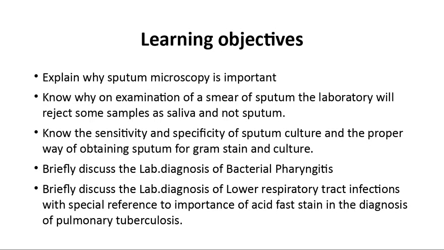Then know the sensitivity and specificity of the sputum culture and the proper way of obtaining the sputum for the Gram stain and the culture. So when we take the sputum, with what type of culture do we perform, and what type of sputum do we use for the Gram staining and culture. Then briefly discuss the lab diagnosis of the bacterial pharyngitis.